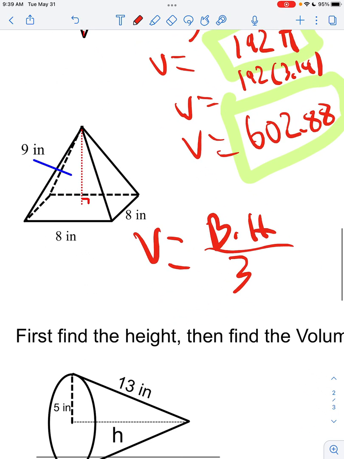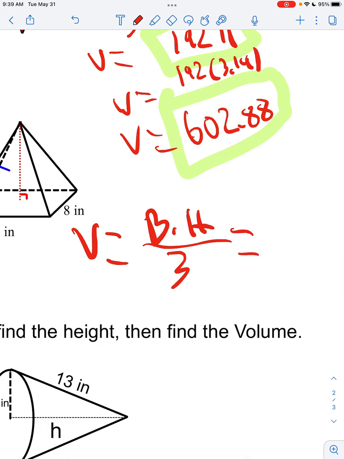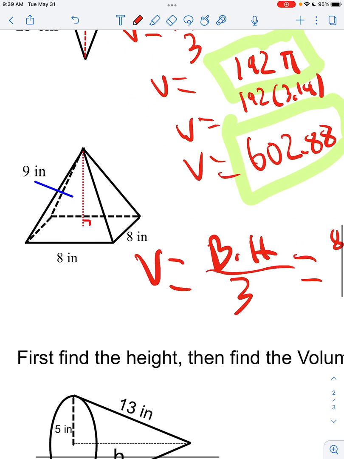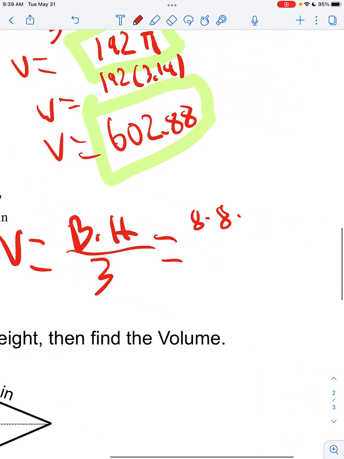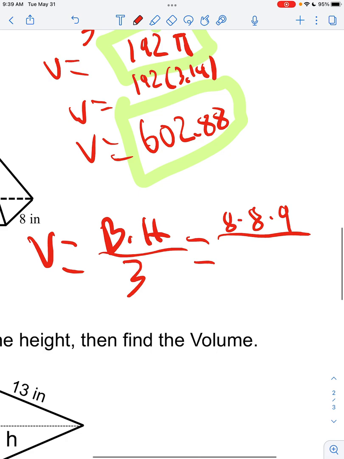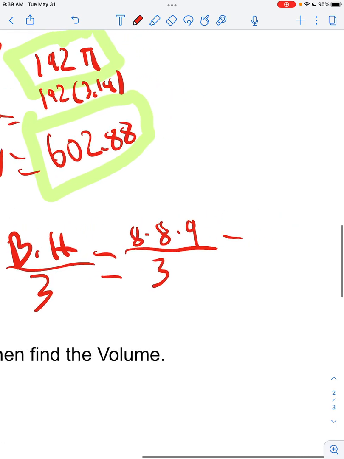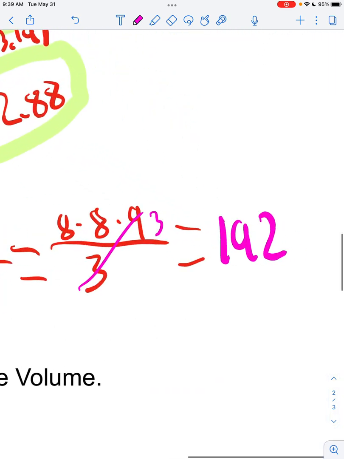This is just a rectangle. It's actually a square, so it's pretty easy. It's going to be 8 times 8, and then my height is 9. So length times width times height, and then I'm going to divide it by 3. Right here I see, hey, this can be simplified to 3. So 8 times 8 times 3 is 192 inches cubed.